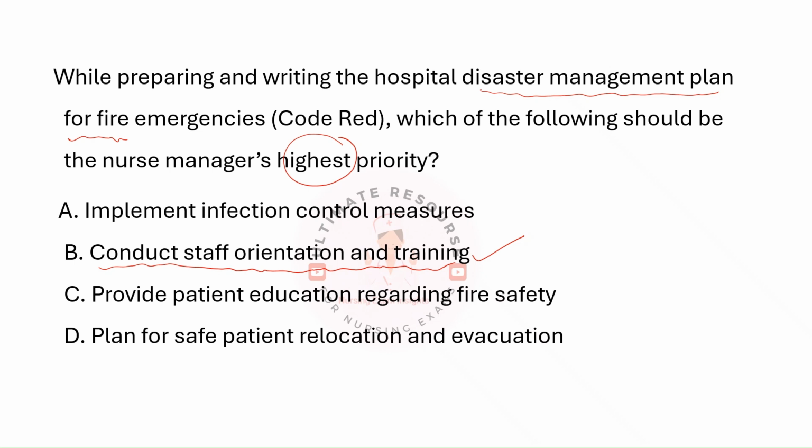And you can eliminate the other three as well. Implementing infection control measures and patient education are important but secondary to ensuring the staff can respond effectively. And the D option, plan for safe patient relocation and evacuation, comes especially in the response phase, isn't it? When the actual code red or fire happens, the D priority comes. But this is about the planning stage. So here B will be the right answer.